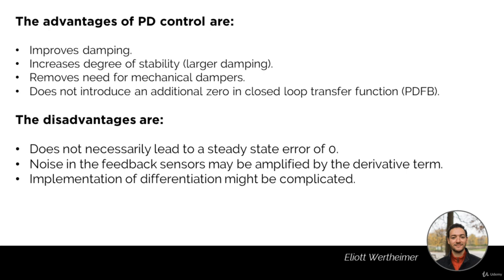The noise in the feedback sensors can be amplified by the derivative term of the control system. Why? Because noise is essentially extremely fast variations up and down at random. And because derivative control actually takes the rate of change of the signal, noise has a humongous rate of change, and this actually can be detected by the derivative term and largely amplified. Sometimes, as with integrals, the implementation of differentiation can be very complicated, but this will all depend on your system.